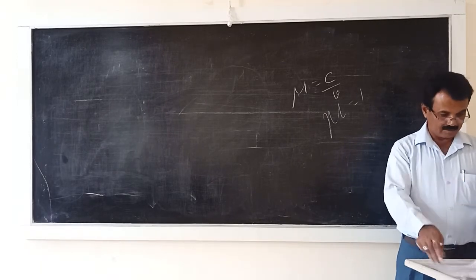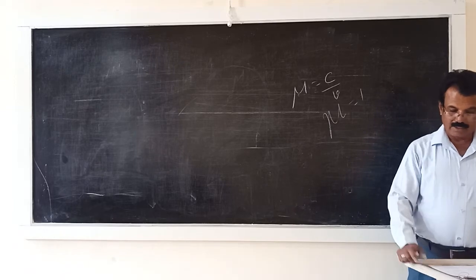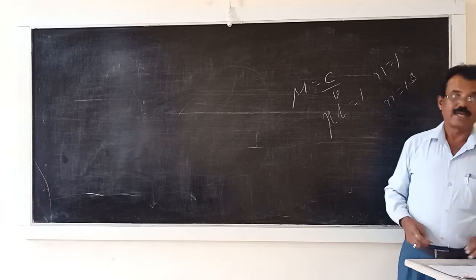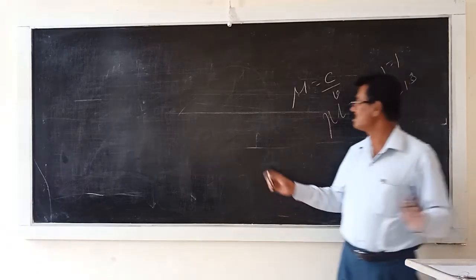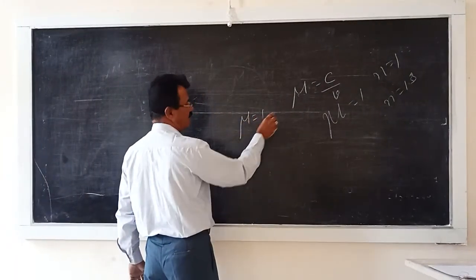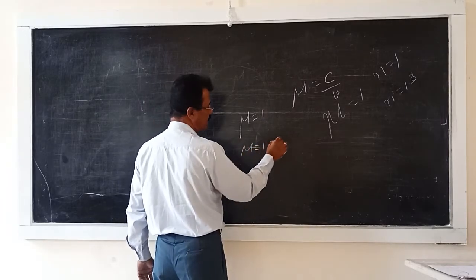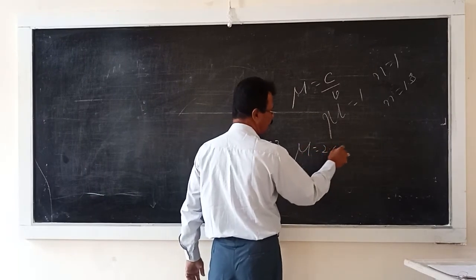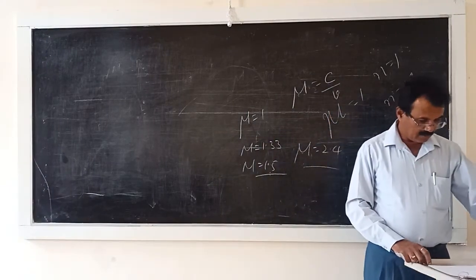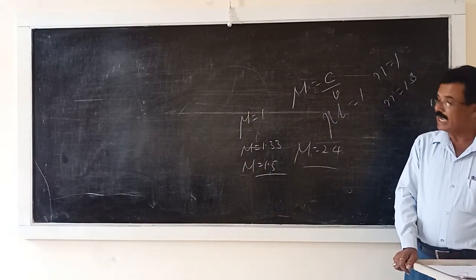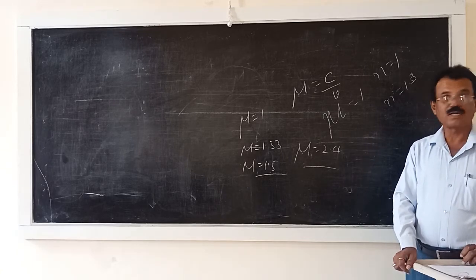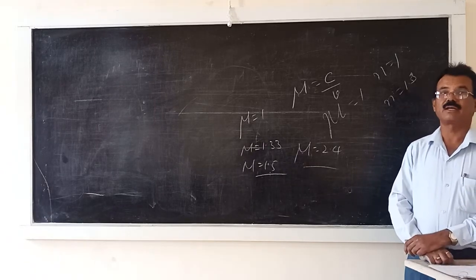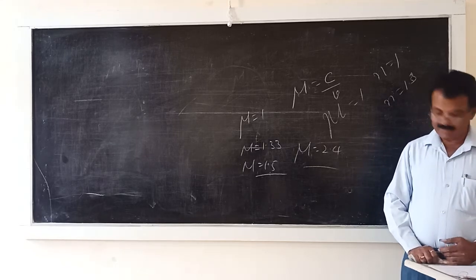Mu is equal to 1 for air, mu is equal to 1.33 for water, mu is equal to 1.5 for glass, and mu is equal to 2.4 for diamond. An optical medium with a relatively higher refractive index is called a denser optical medium. The intensity of the reflected or refracted ray is less than the intensity of the incident ray.